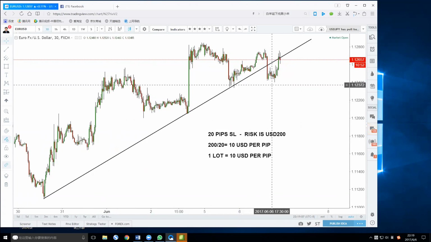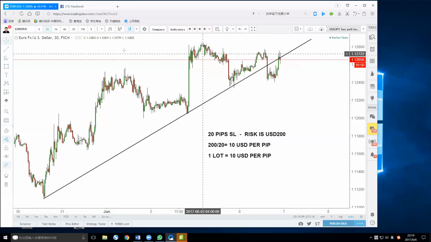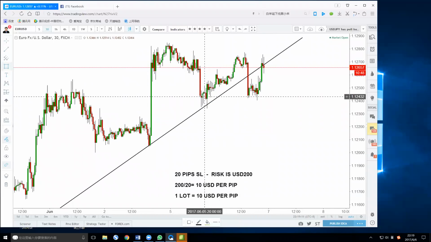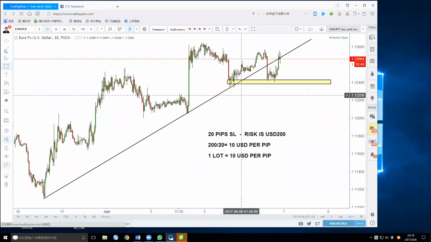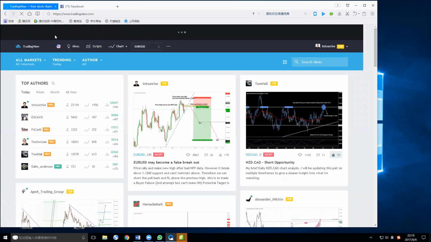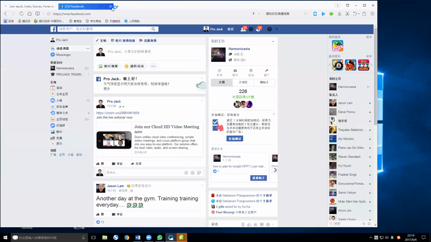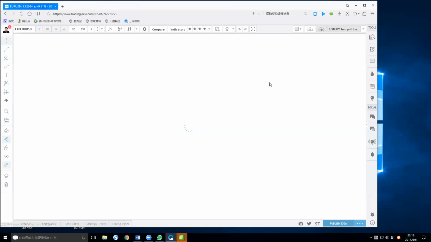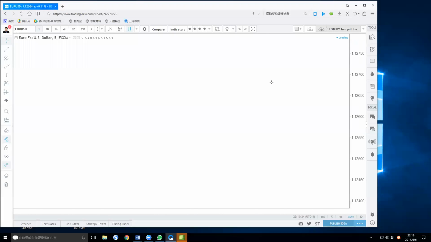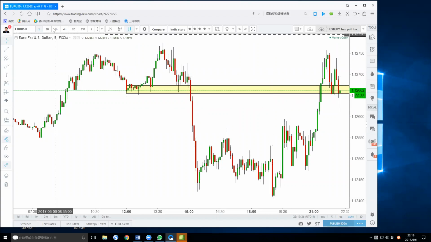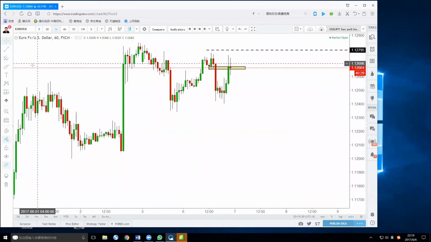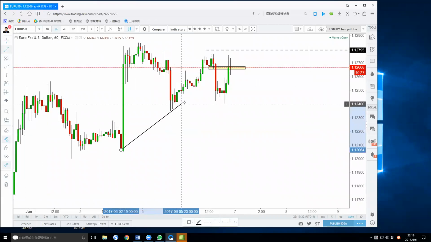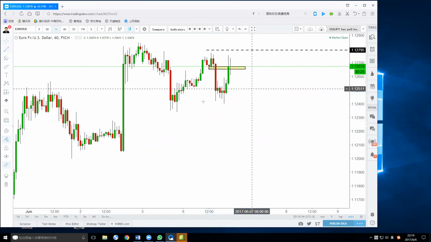So this is a potential setup for the euro dollar. Of course, if the euro can break 1.1240, that will be even better. Maybe you can consider waiting for the euro to break 1.1240 and then trade a short. That will be safer because it tells you that euro will break a lower low, right? Because right now it still has higher lows.